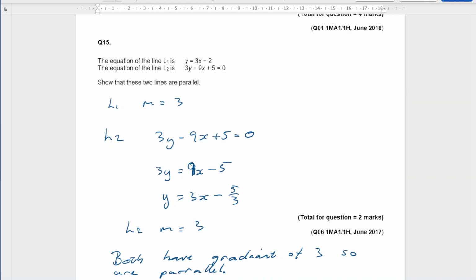Technically I should say, and they have a different intersection, but I'm not going to worry about that too much. If they had the same intersection, they'd be the same line, so technically they wouldn't be parallel, but we don't need to worry about that.